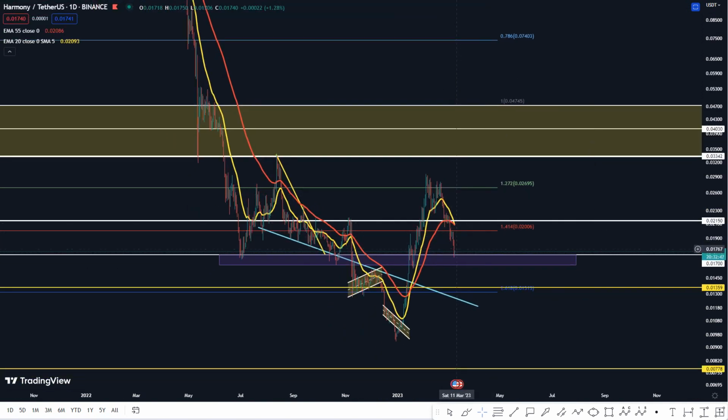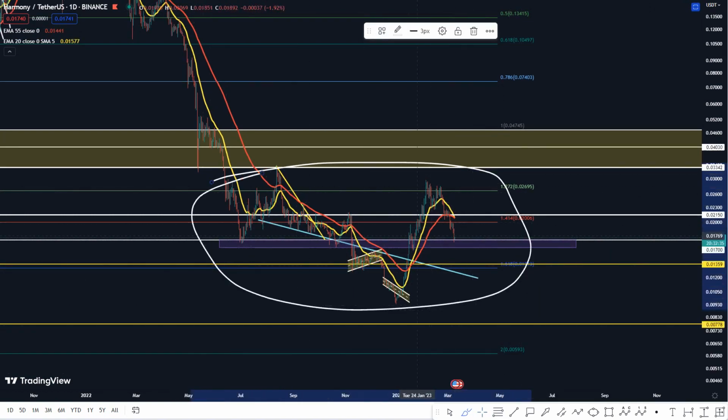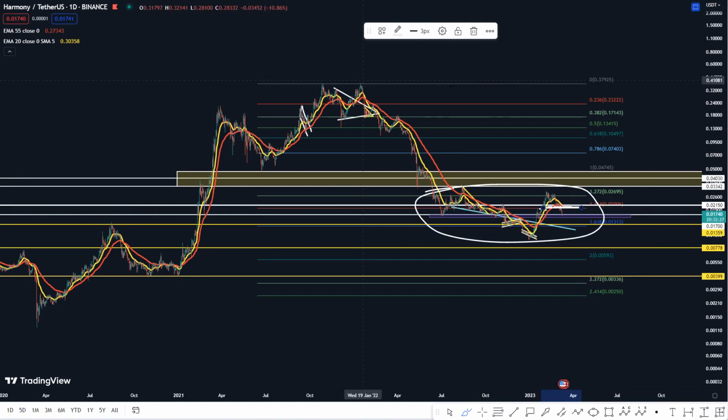I'm not saying that we're not going to be going lower from here. It is possible we're going to be going lower from here. But if your average buy-in price across this year is going to be somewhere around, let's say, 2 cents, and the all-time high for Harmony One is sitting at 41 cents, that's a 20x from that average buy-in.